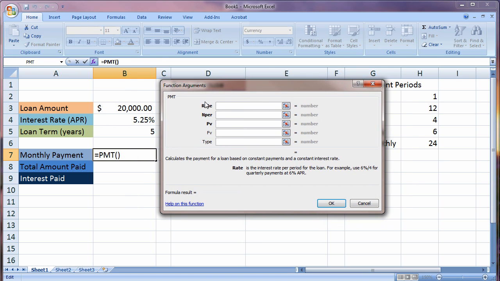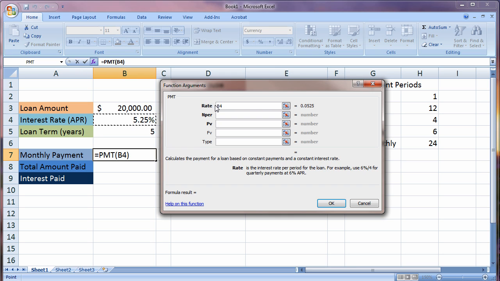I'm going to move it over so we can see this. Now the rate, notice, why do I like this function arguments box? Because if I don't understand the variables I need to come in, I'm going to get the wrong amount. These help me. This says the rate is the interest rate per period for the loan. For example, use 6% divided by 4 for quarterly payments at 6%. Now, we don't want to type in the percentage because that would be what? A static value. That's correct. We just want to put in the cell address.